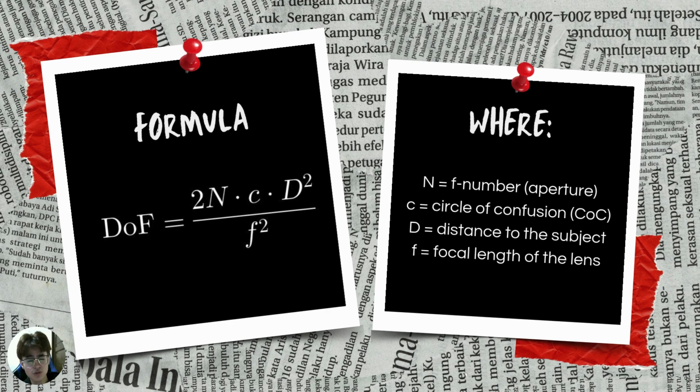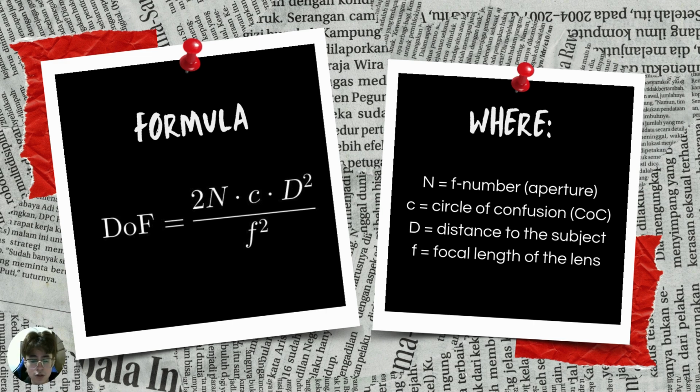Now, let's move to the numerator, the top part of the formula. First, we have n, or the aperture value. It is also known as the f-stop. It's the size of the opening in the lens that allows light to pass through. A smaller f-stop number like 1.8 or 2.8 means a wider aperture. This allows more light to enter but results in a shallow depth of field, making the background blurrier. This is great for portraits or creative shots.